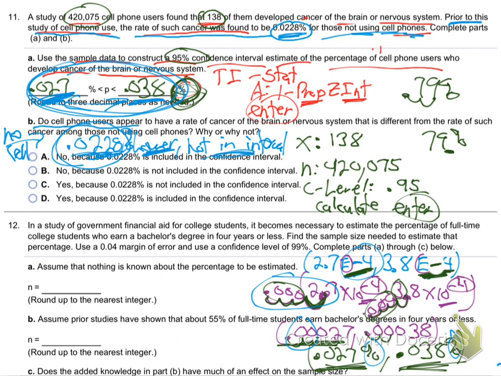Do cell phone users appear to have a rate of cancer that is different from those not using cell phones? Our answer would be yes, because this is not included in the interval. Right? This is lower than both those numbers. It's not between them. It's not in the interval between them. It's lower. 0.022 is lower than 0.027 and 0.038. So that's our answer.